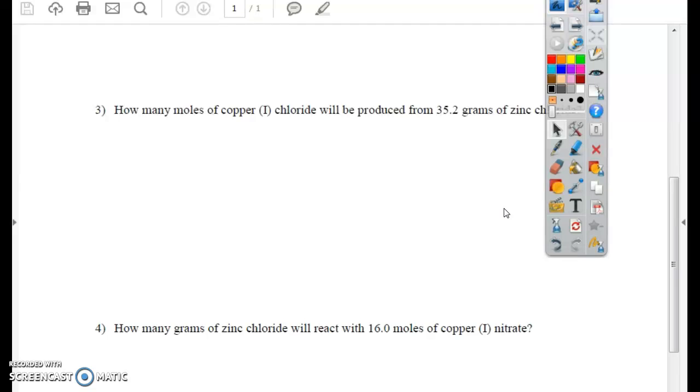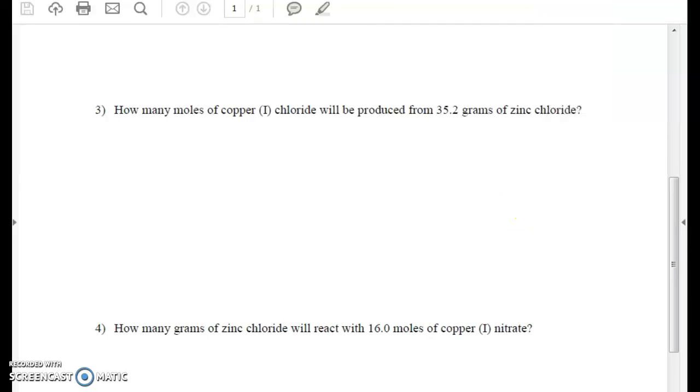Now my reaction ended up getting erased there, just the way this is working. But it's talking about the same reaction. How many moles of copper 1 chloride will be produced from 35.2 grams of zinc chloride? I'm going to write out the reaction real quick, just so we have a nice reference.